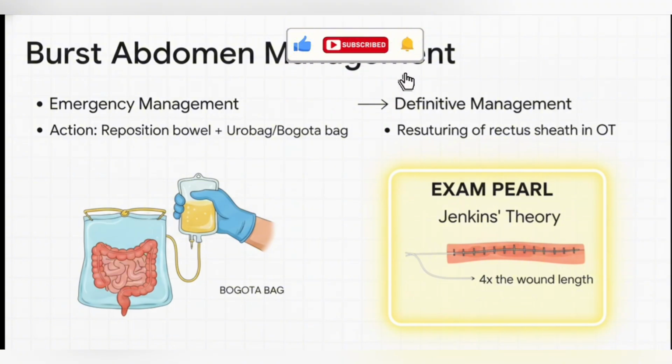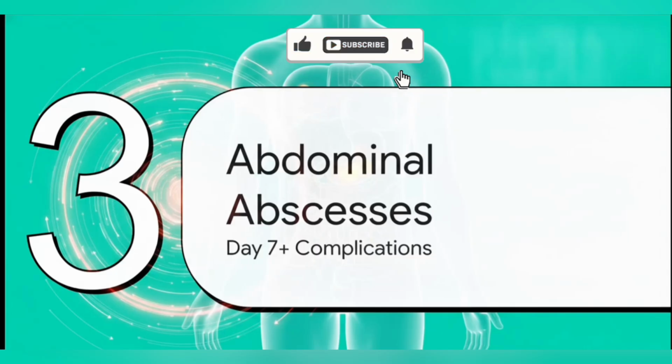And जब ही suture करोगे, you must follow Jenkins' theory. Exam में बार-बार पूछते हैं ये. Jenkins' theory states that your thread length must be a minimum of 4 times the length of the wound. Absolutely रट लो इसको. Let's move to Section 3, intra-abdominal abscesses.